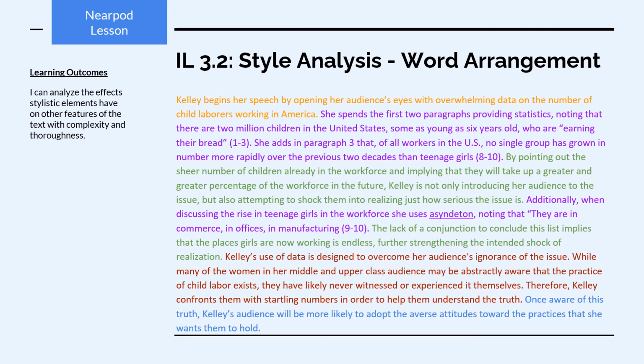Kelley's use of data is designed to overcome her audience's ignorance of the issue. While many of the women in her middle and upper class audience may be abstractly aware that the practice of child labor exists, they have likely never witnessed or experienced it themselves. Therefore, Kelley confronts them with startling numbers in order to help them understand the truth. Once aware of this truth, Kelley's audience will be more likely to adopt the averse attitudes toward the practices that she wants them to hold.